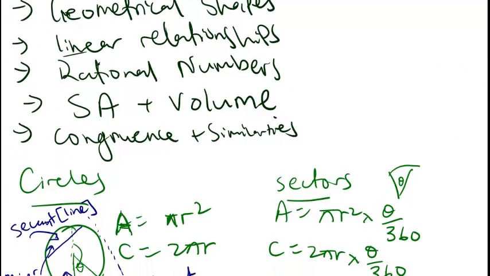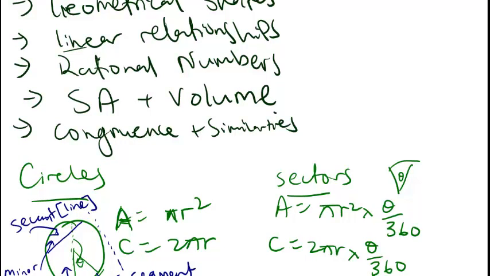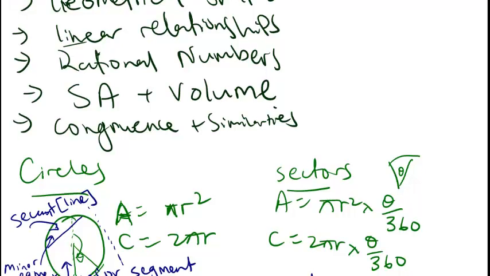Geometrical shapes, we won't be able to cover that. Linear relationships and rational numbers, we've already covered. Surface area and volume, and linear relationships, those are the 2 big ones, I reckon. Okay, surface area and volume.